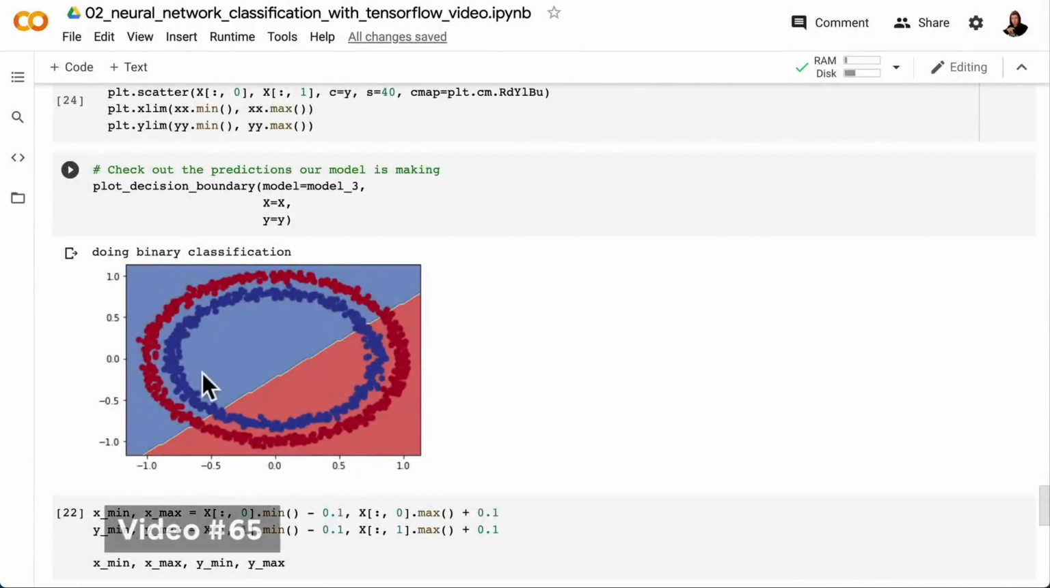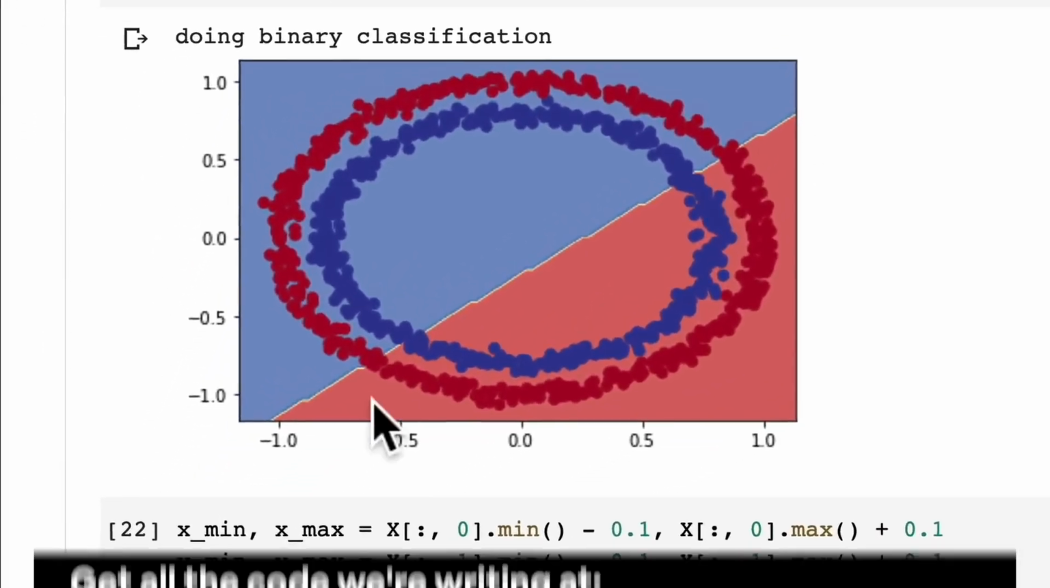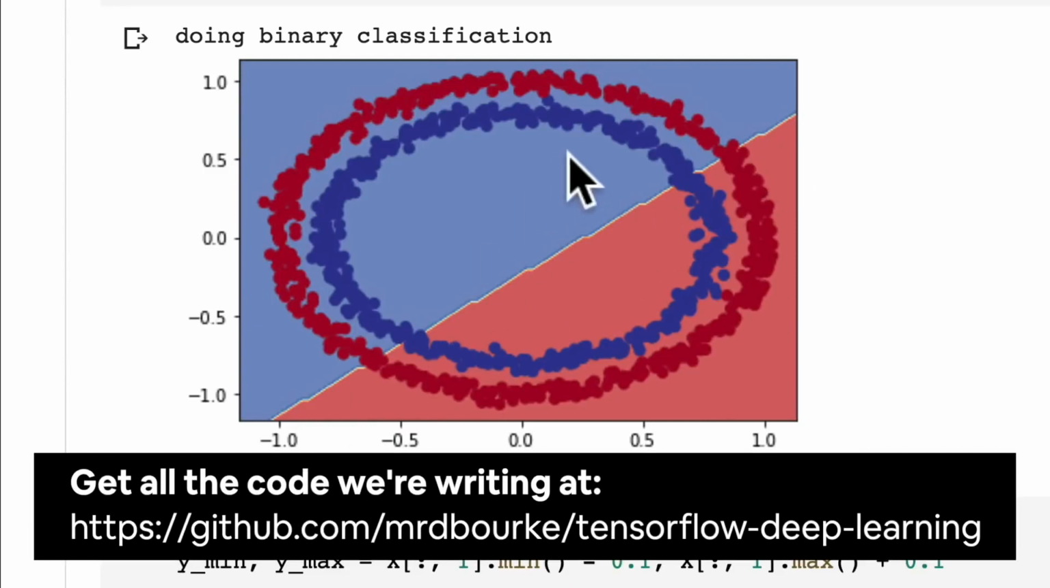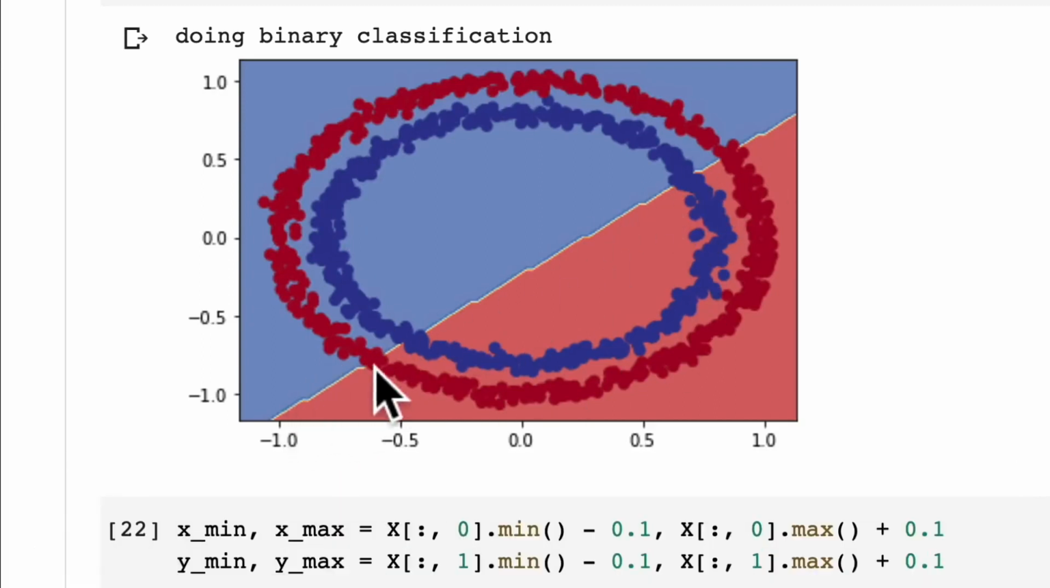In the last video, we created a function, plot decision boundary, to visually inspect our model's predictions, and we found that it's performing so poorly because it's predicting that the decision boundary is a straight line, whereas our data is circular. So we have a linear decision boundary, which linear is a fancy word for straight line, and we have non-linear data, which is another fancy way of saying non-straight data.